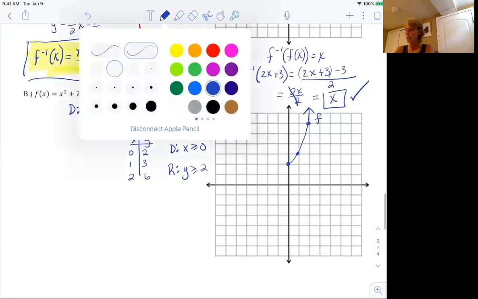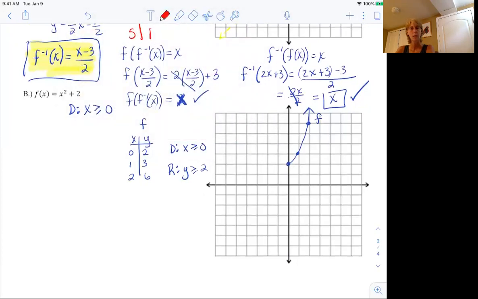Now we're going to move on and deal with the inverse. I'm going to set up my inverse table. And again, by just switching the ordered pairs: 2, 0, 3, 1, 6, 2.